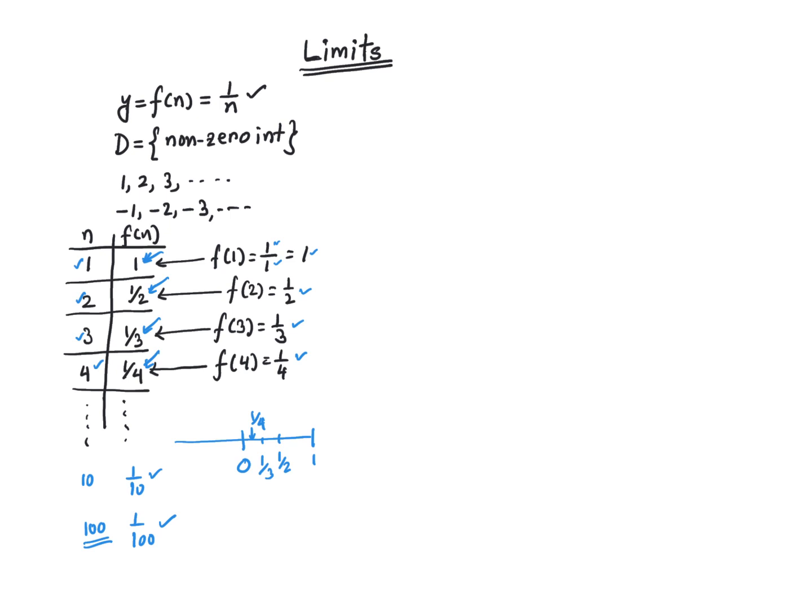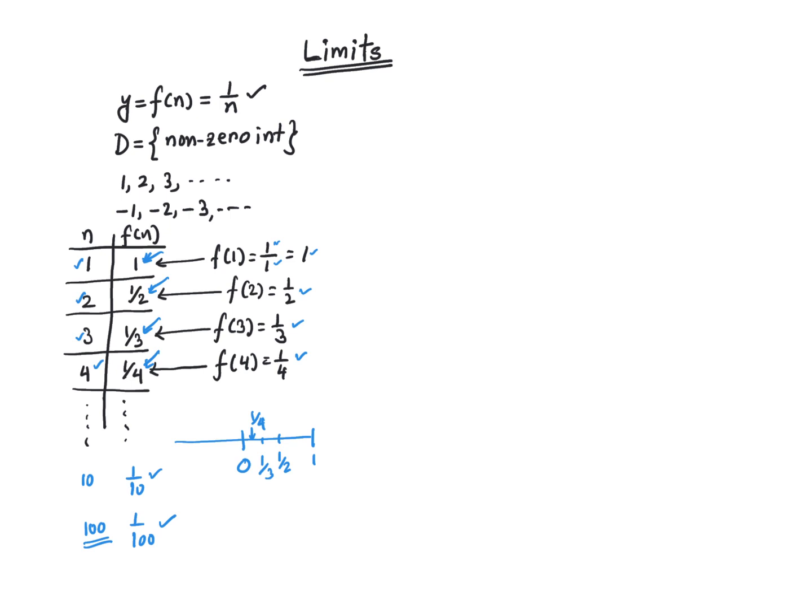So ultimately, what is happening is this. As n gets bigger and bigger and bigger, the f of n gets smaller and smaller and smaller. And in the limiting case, as n races towards positive infinity, f of n races towards 0. Keep in mind, however, that for no value of n, no matter how big, is f of n going to be exactly equal to 0.